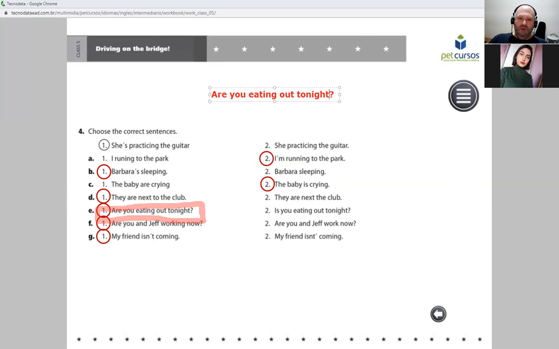quando você inclui, aí hein galera, presta atenção, quando você inclui um tempo futuro numa frase de present continuous, ela se transforma em future. Então na verdade ele tá falando, você vai comer fora hoje à noite? Porque fica até estranho, né? Você está comendo fora hoje à noite? Não, é você vai, né?